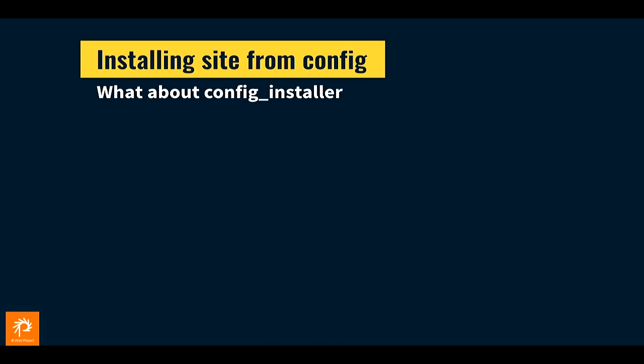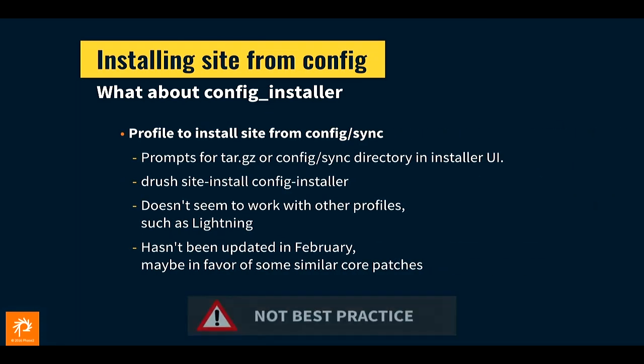The other thing people used to use is the config installer profile. And this was something that Alex from chapter 3 initially put together to kind of raise awareness of this whole problem. This is a profile that you can download from Drupal.org, and what it does is in the installer, it prompts you for the location of your config sync directory, or it prompts you to upload like a tarball of your config, and it tries to install the site from that.